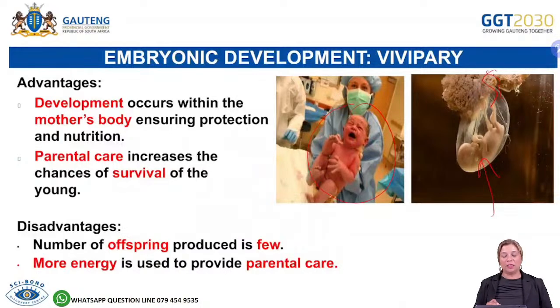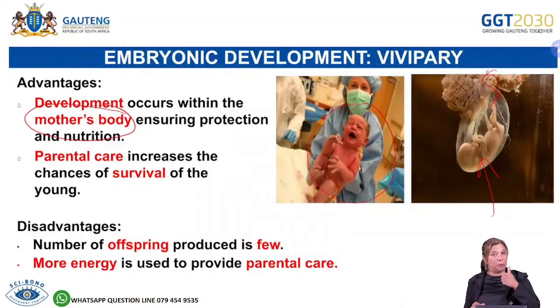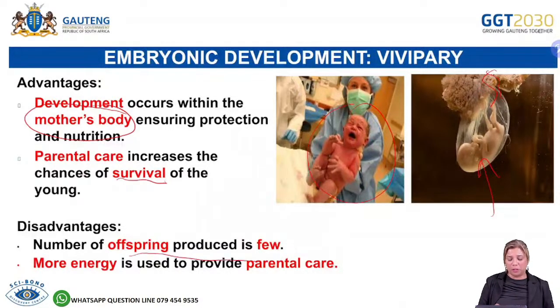The advantages of viviparity is development occurs within the mother's body, very important. And if it's within the mother's body, that means it's going to be protected and it's going to get nutrients, which is what it needs to survive. The parental care increases chances of survival of the young. And the disadvantage is the number of offspring produced is few.